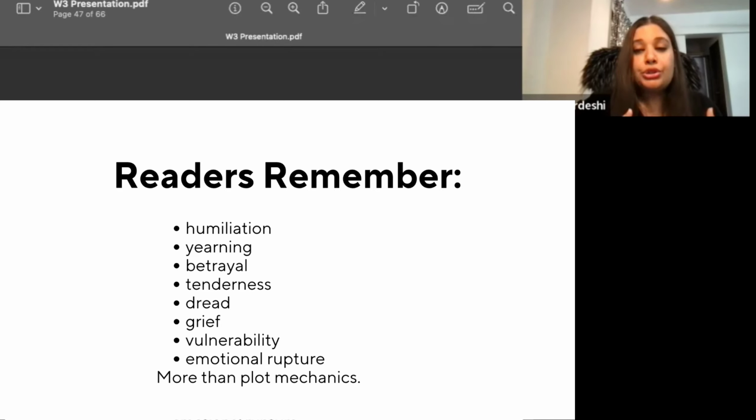Readers remember emotional experience. The scene where someone waited and nobody came, a character almost confessed but stopped. Someone chose pride over love. Grief leaked into ordinary conversation. A betrayal emotionally shattered trust. Those are the scenes that remain with the reader.